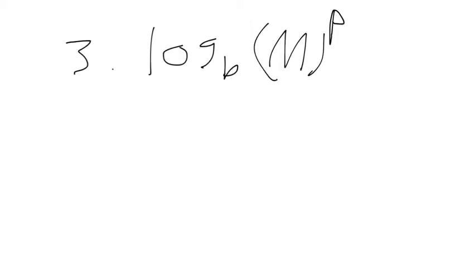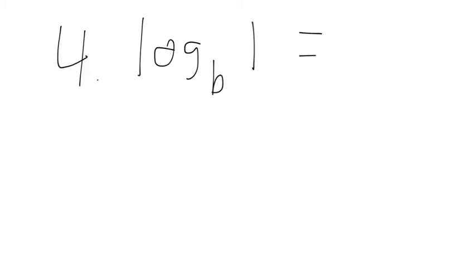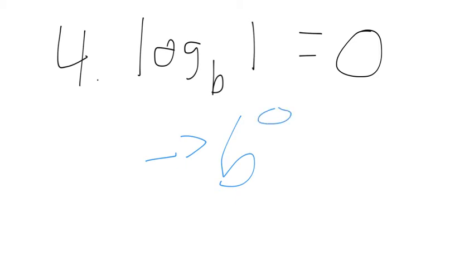Now whenever you have the input raised to an exponent, what you can do is just move that exponent to the front of the logarithm. So it'd be p times log base b of whatever your input is. And whenever you have log base whatever of 1, that's always equal to 0. Because remember, you can always rewrite that as an exponent, because you have the base raised to a power of whatever the output is, which is 0, is equal to 1.